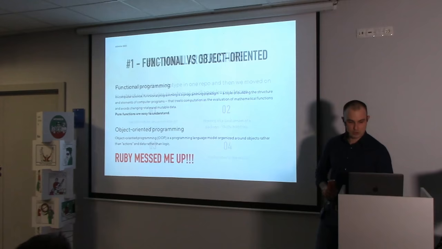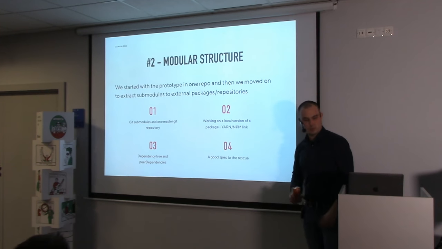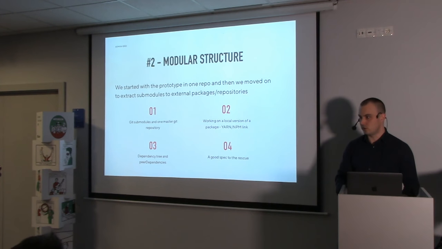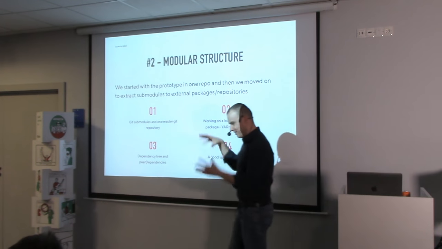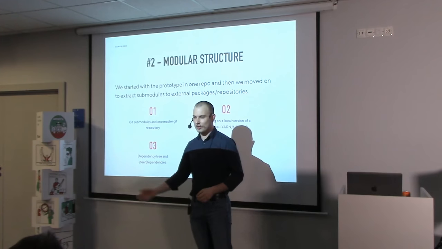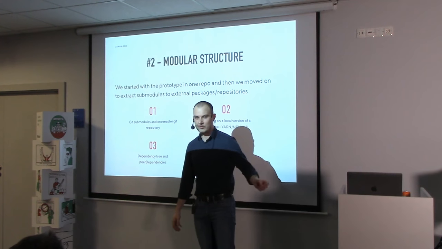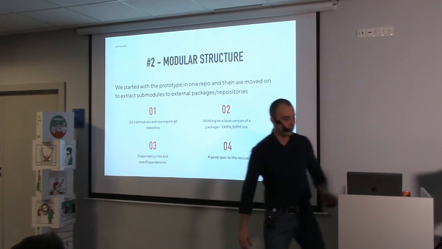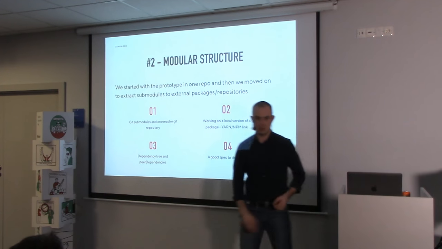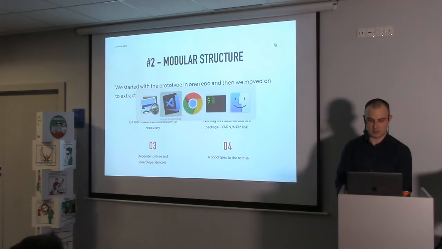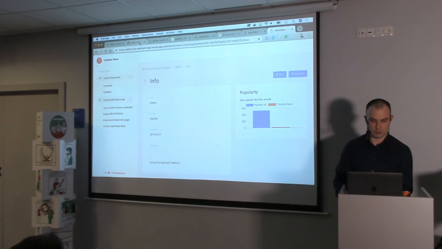Okay, the second challenge was modular structure. So we started with one repository, just one. During the weekend, everything was there: the adapter to the Mongo, the HappyJS connector, and so on. And then we gradually started moving those things to different repositories. So what we did in the end, we created a master repo.